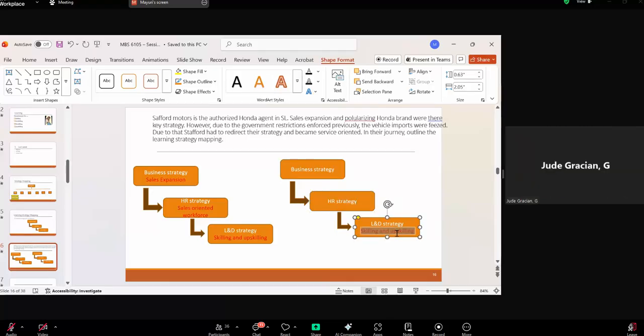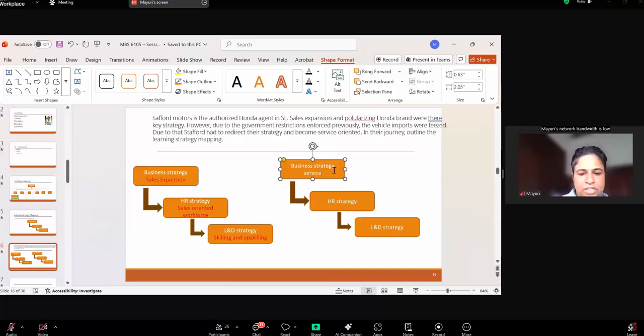Become service oriented now. Service orientation. Service orientation. Service prioritization.